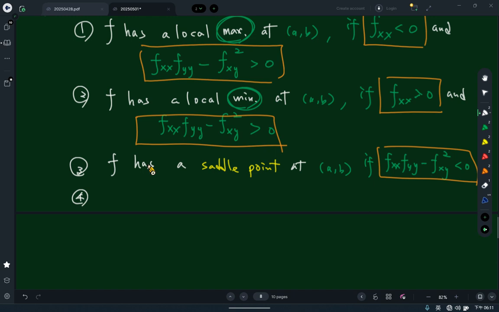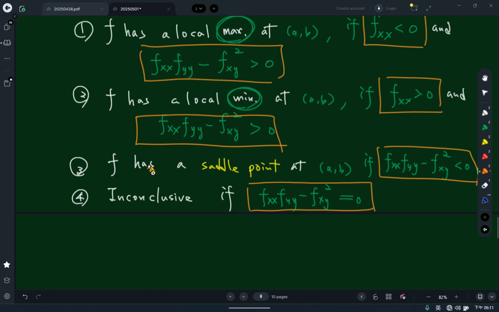Then it is inconclusive. That means I cannot determine if this discriminant is equal to 0. So you can notice that this discriminant is very important. So we also have a notation for this one. You can use this discriminant.